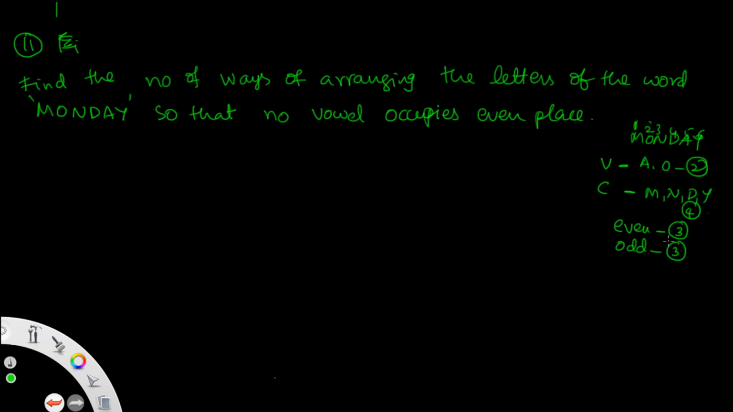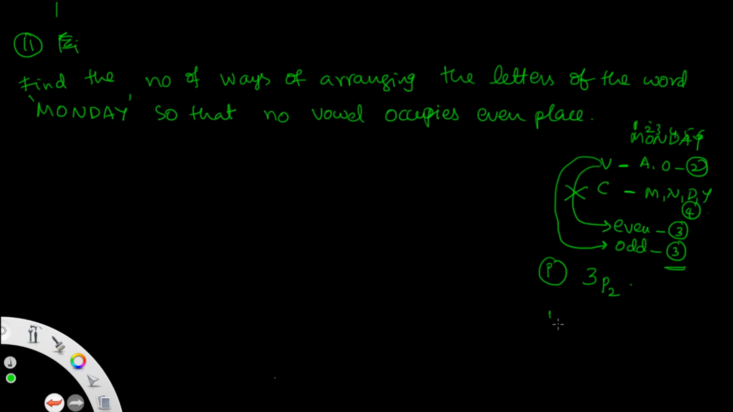But in the question it is given that no vowel occupies an even place. The vowel should not be in the even place, so the vowels must be filled in odd places only. How many odd places are there? 3. The number of letters are A, O, that is 2. This can be arranged in 3P2 ways. This is the first case.